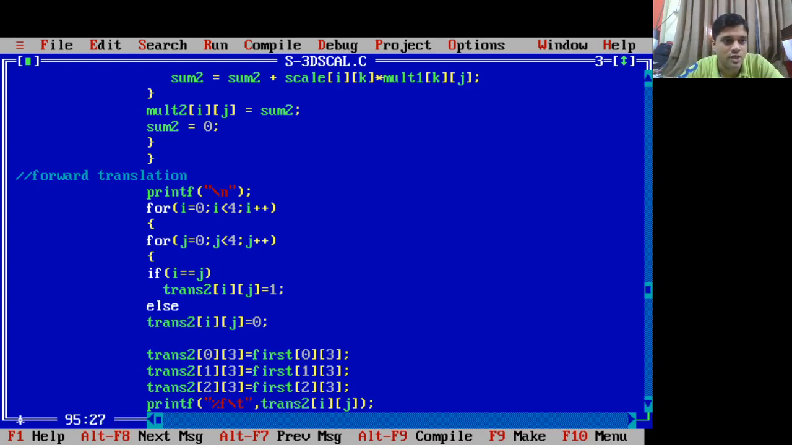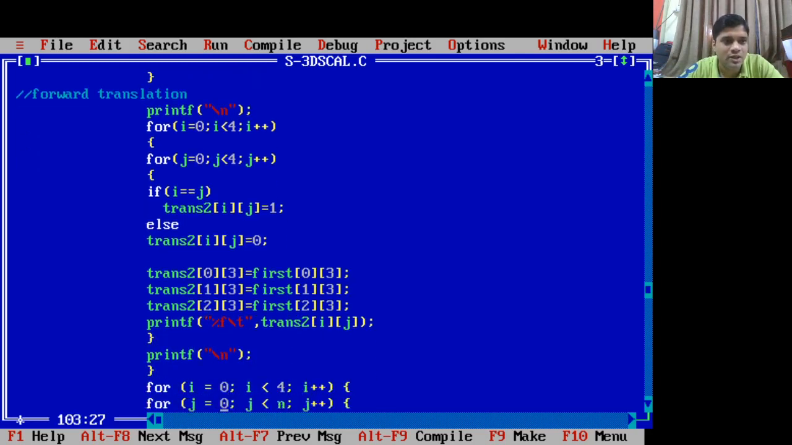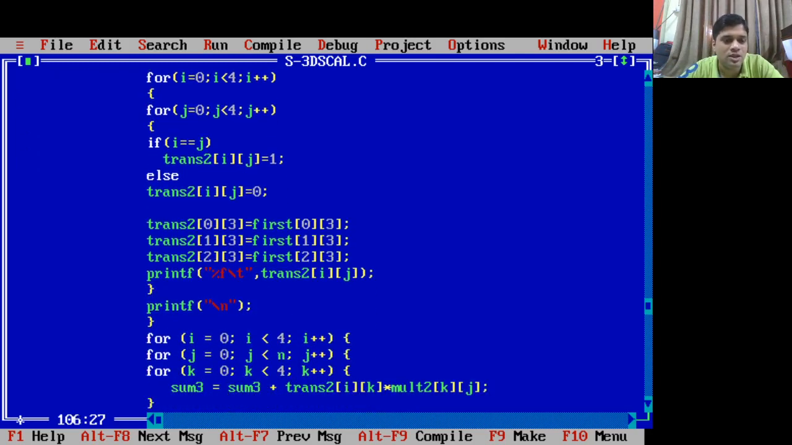So trans 2 of 0,3 is assigned first of 0,3, or in other words, the value of first of 0,3 is going into trans 2 of 0,3. Same with trans 2 of 1,3 and trans 2 of 2,3. And then I will represent those matrices. I will represent the matrix by this printf statement.